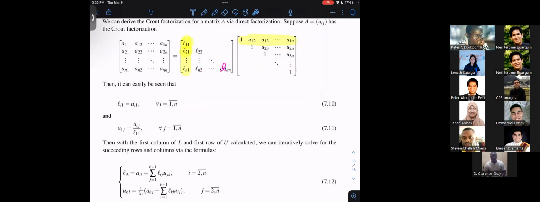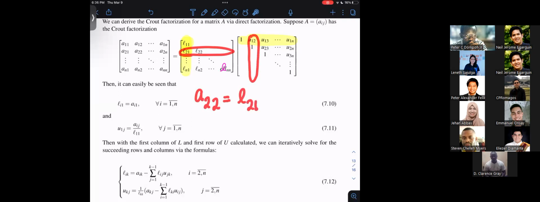multiply all the corresponding rows by the second column of the matrix U. So why will that be helpful? I'll do this times this. Second row by second column will give me A22, right? And the product is equal to L21 times U12 plus L22, right?